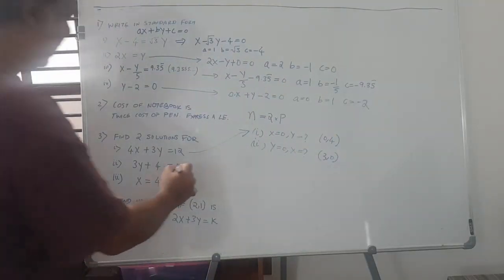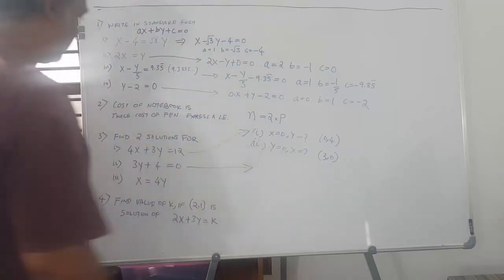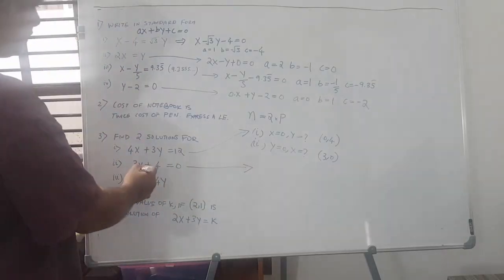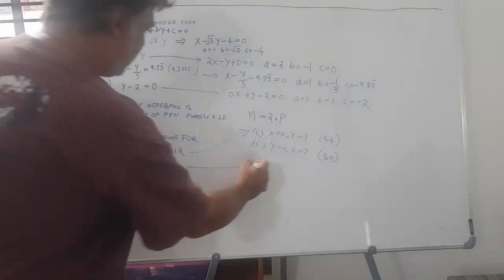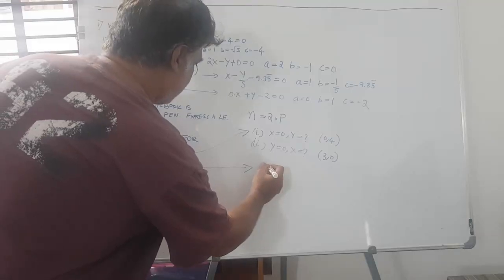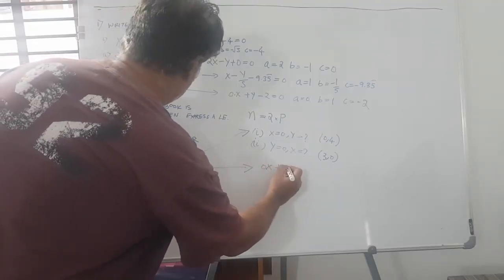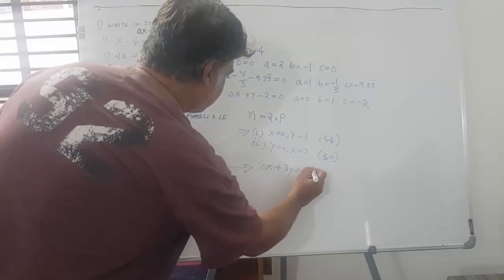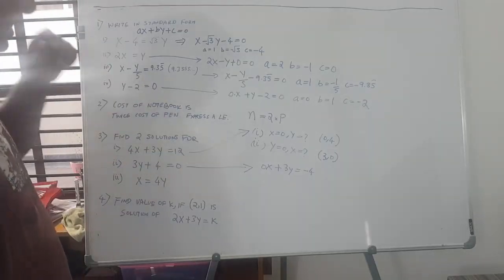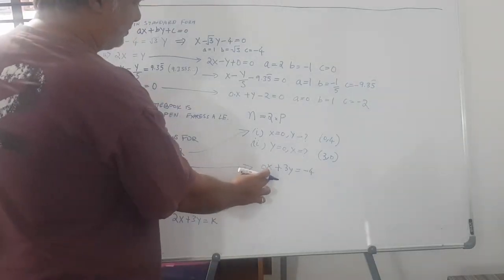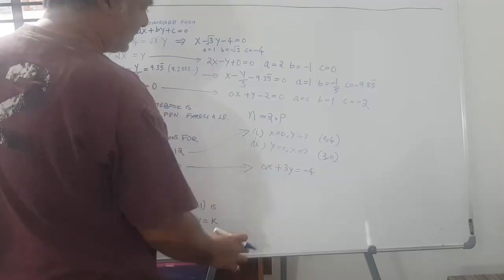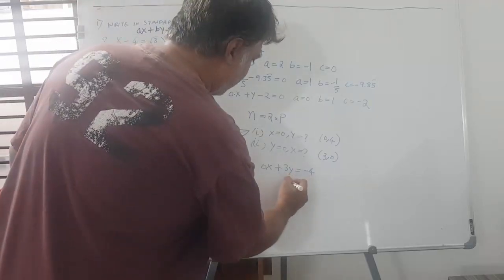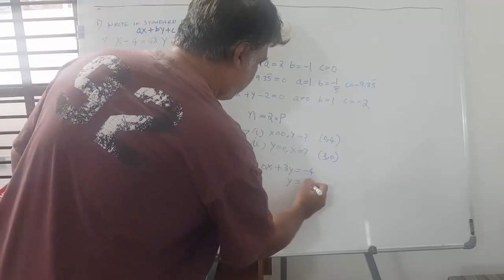Similarly, if you want to solve 3y plus 4 equal to 0, you see that x doesn't matter, because this can be rewritten as 0x plus 3y is equal to minus 4, correct? No matter what you put for x, whether x is 1 or x is 2, it doesn't matter because it is multiplied by 0. If you solve for this, you will get y is equal to minus 4 by 3.